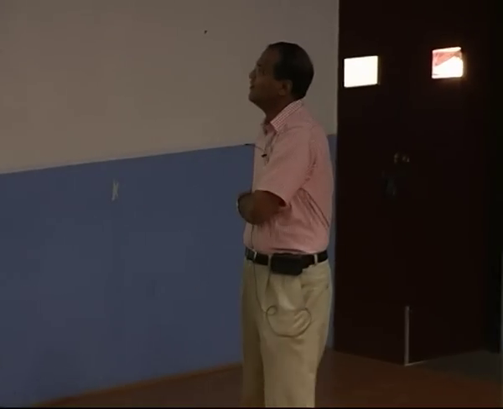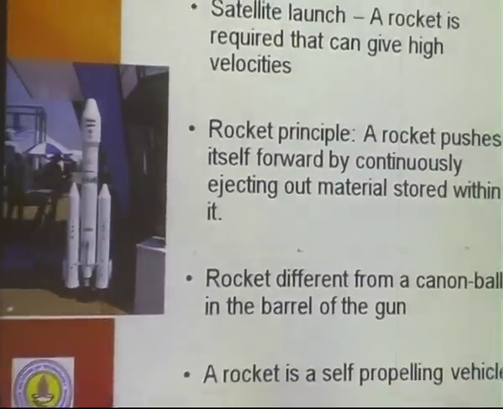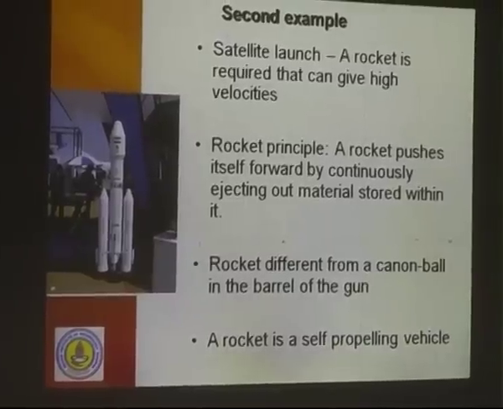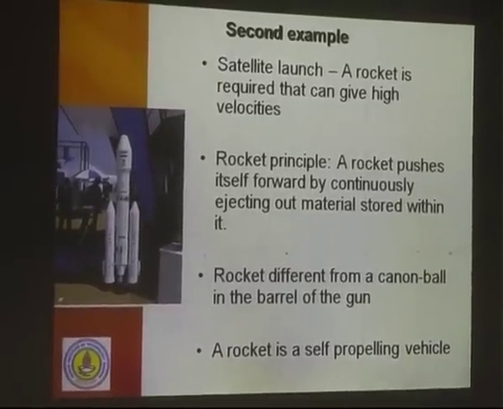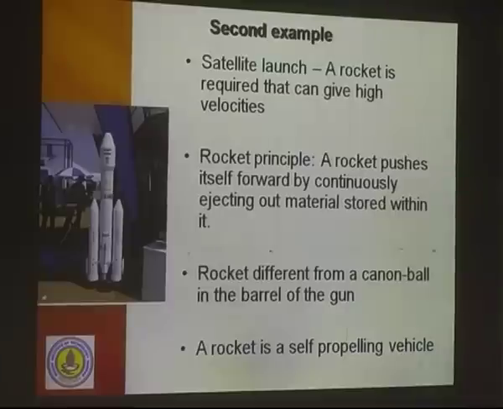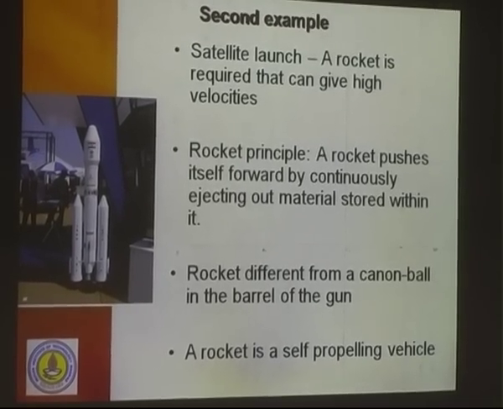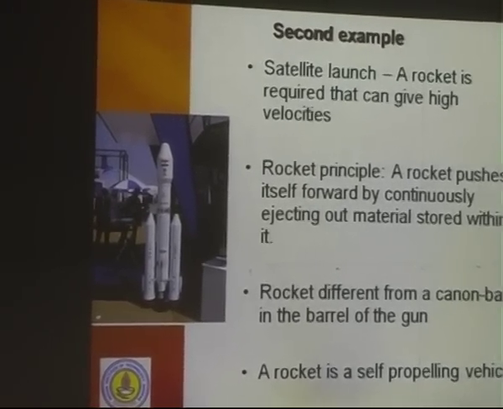So second example. Let us look at a second example where we are looking at an interdisciplinary science, namely the interface of mechanical and aerospace engineering. So satellite launch. You know that if you want to put a satellite in orbit, you need a launch vehicle. The launch vehicle is usually a rocket. A rocket is required that can give high velocities. What is this rocket principle? A rocket pushes itself forward by continuously ejecting out material.